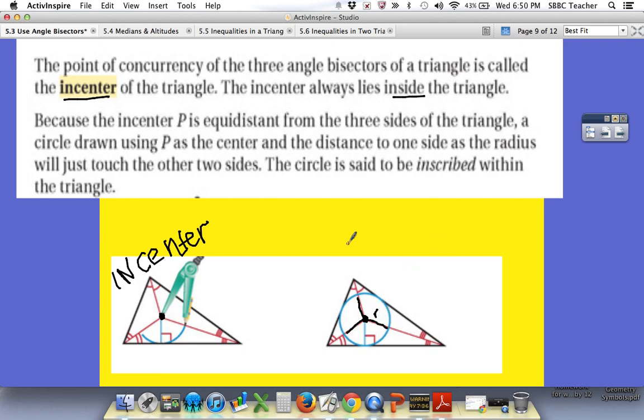We'll get more into circles in chapter 10, but it's important for you to know that when you draw a circle inside of a triangle and the circle touches each side of the triangle, that's called inscribed. The circle is inscribed within the triangle.